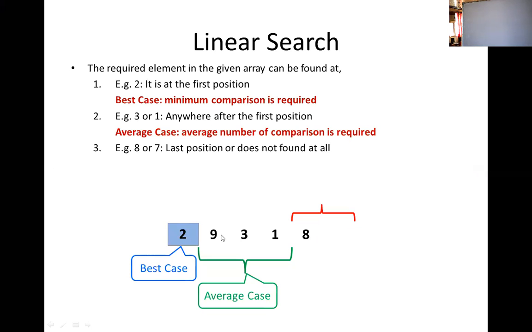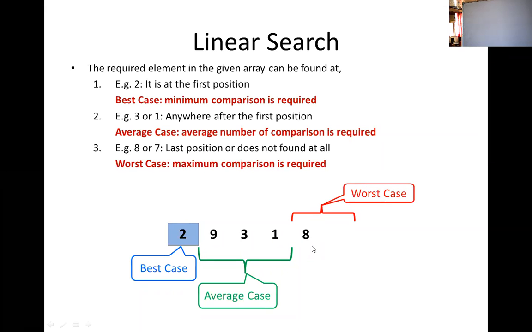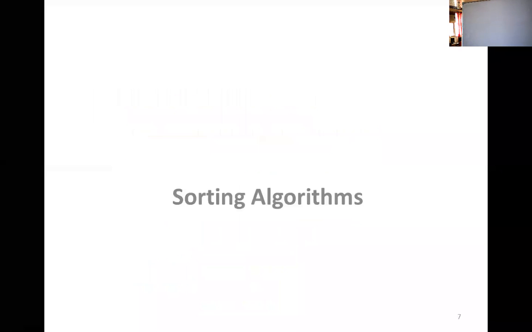And for the elements 9, 3 and 1, we have to make comparisons 2, 3 and 4 respectively. So it would be the average case, meaning anywhere after the first position, when you find any element, it would be the average case complexity. And if the element is not found in the array, or it is at the last position of the array, it would be your worst case complexity. That means the maximum number of comparisons is required. Fine. So this is linear search.